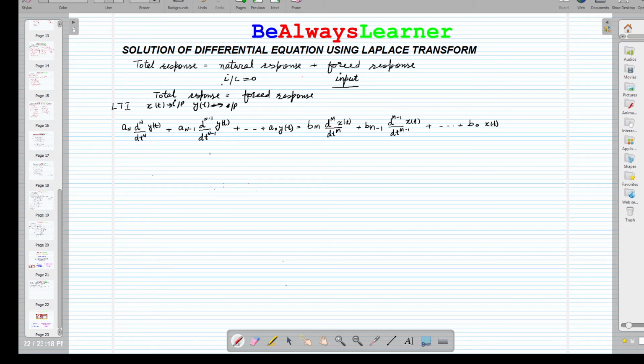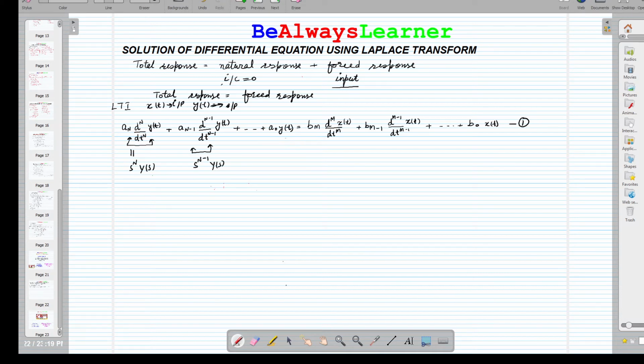Now, the above equation, equation number 1, can be solved by the time differential property of Laplace transform, which replaces this term by s raised to the power n times Y(s). First term, this term is replaced with this, and this term is replaced with, here we are talking only about the differential term, so only this term, and this differential term is replaced with s raised to the power n minus 1 times capital Y(s).